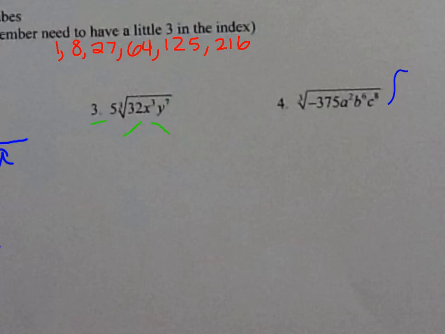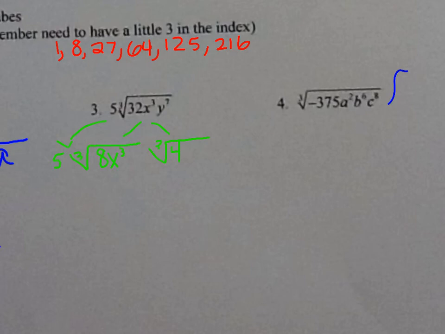I'm going to bring down the 5 here. Put my cube root. What perfect cube goes into 32? Start with the number 32. That's 8. 8 times 4 is 32. Then I have an x to the third. It has an exponent that's divisible by 3. It's a multiple of 3, so that means it's a perfect cube. So I'm going to put it over here, x to the third.